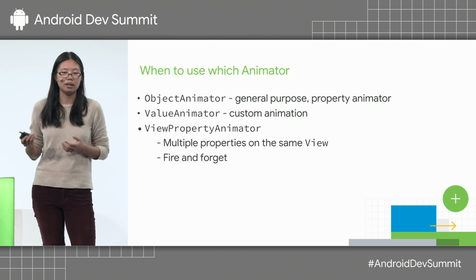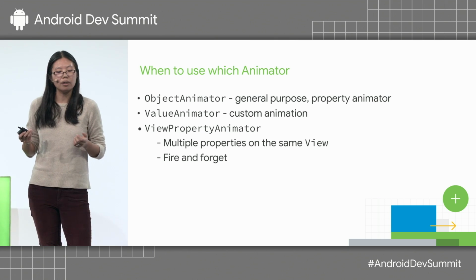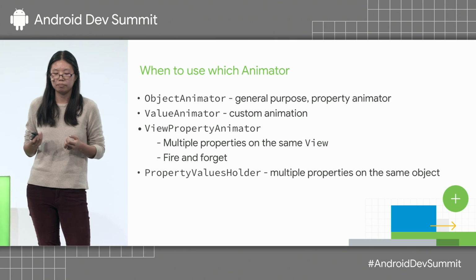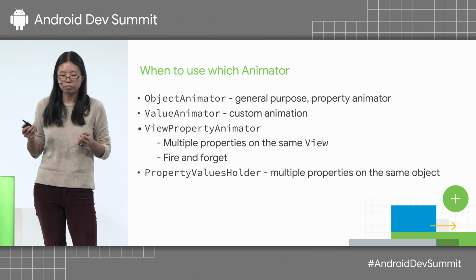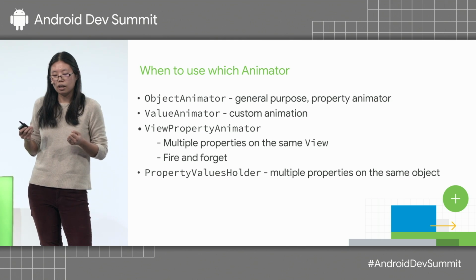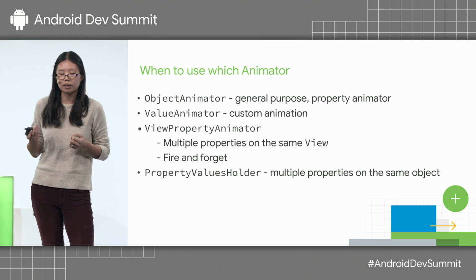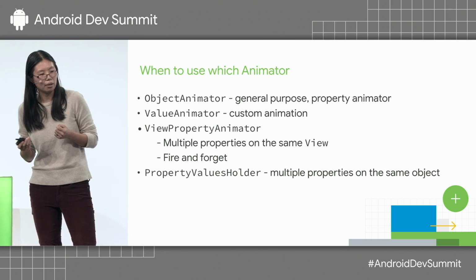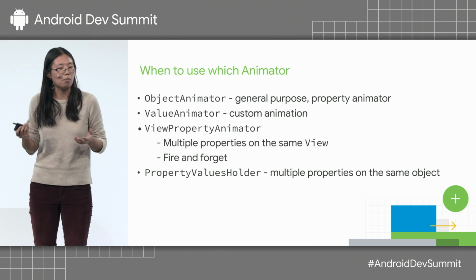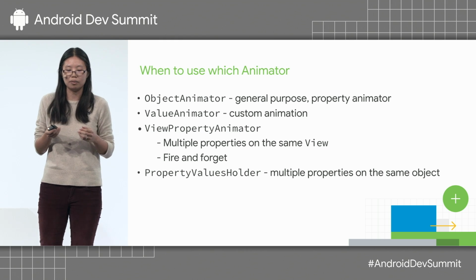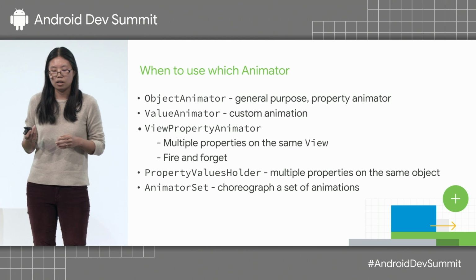And because you can't really coordinate this view property animator with anything else, it's only good for the fire and forget use case. And then property values holder. With property values holder, you can define multiple properties and then animate them using an object animator. The nice thing about property values holder compared to view property animator is that it not only allows you to animate multiple properties simultaneously, but because it's really being set on the object animator, you can then coordinate that or seek and reverse. So it's more powerful.